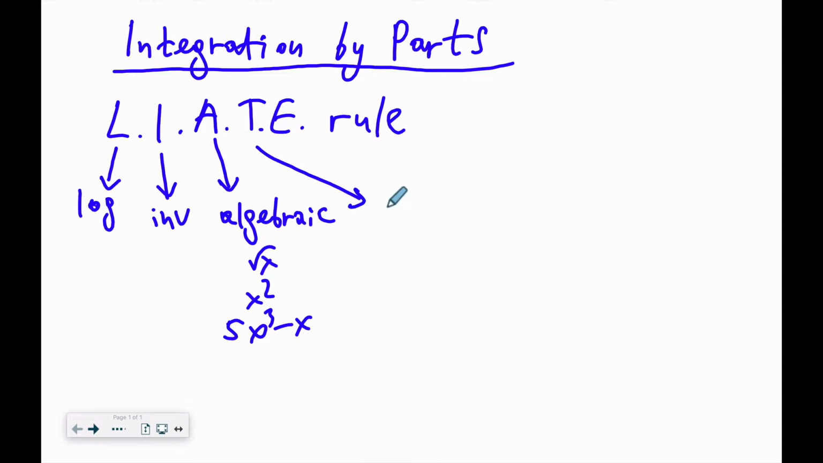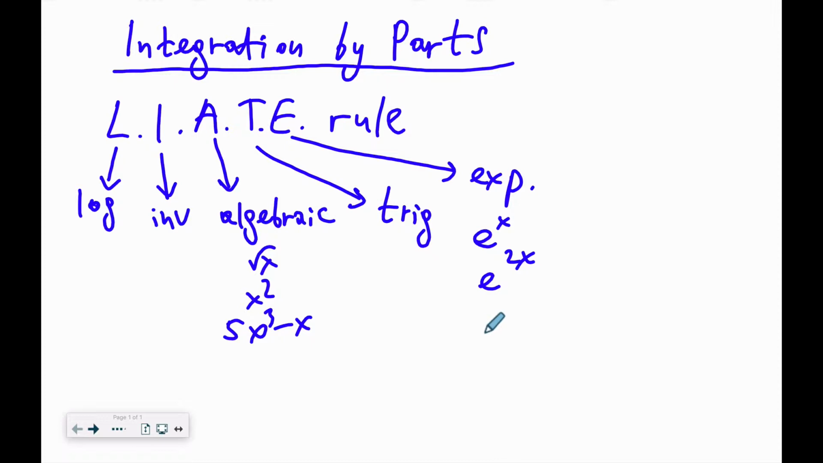T stands for trigonometric. Okay, so sine, cosine, tangent, those functions. And E stands for exponential. So for example, e to the power of x, e to the power of 2x, even 5 to the power of 7x. This is also an exponential function. Alright?